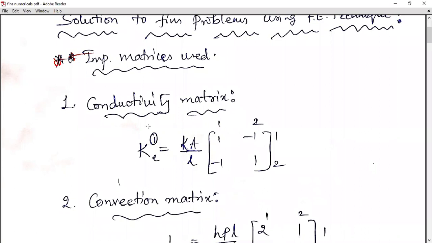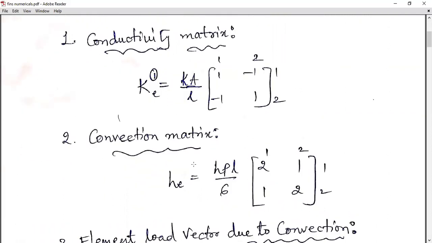We have a few matrices which have to be incorporated in arriving at the solution using the finite element technique. The first matrix is the conductivity matrix. Conduction heat transfer is accounted for by this matrix. The typical conductivity matrix is K A by L times [1 -1; -1 1]. K is the thermal conductivity, A is the area exposed, and L is the length of the solid body.